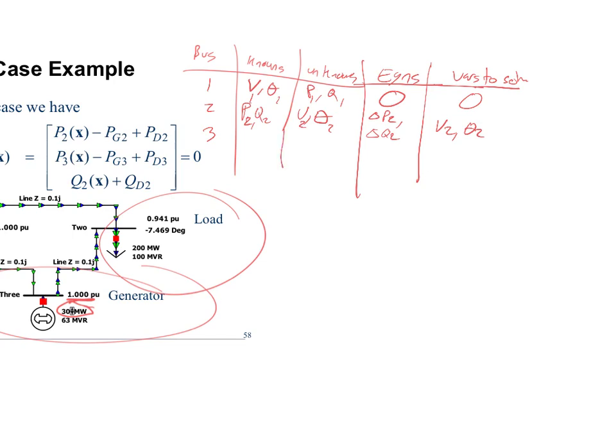So our bus 3 is a generator bus. What do we know at the generator bus? We know P3 and V3. What don't we know?